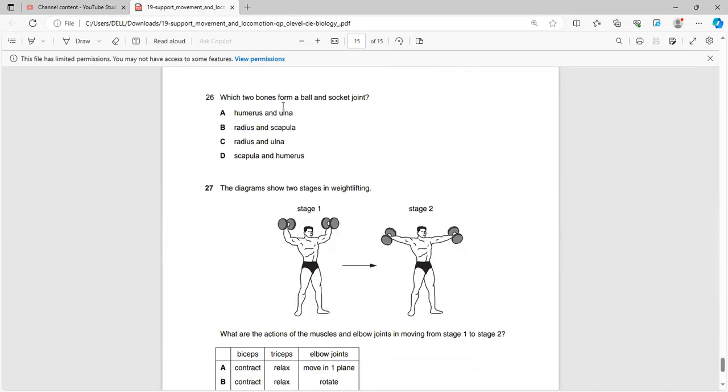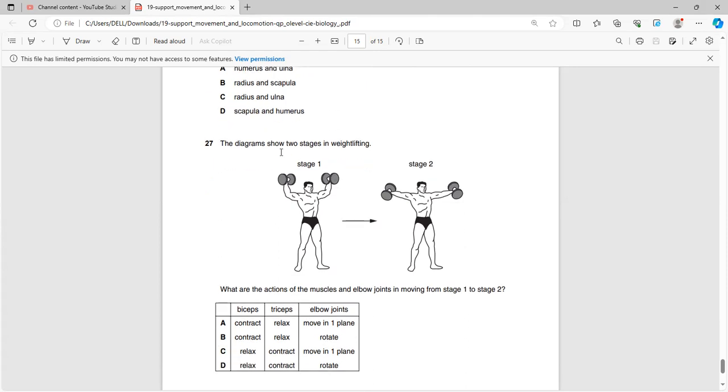In question 26, the answer is obviously the scapula and the humerus. This shows a weightlifter who is putting on some weights, and from 1 to 2, what is he doing? He's straightening out his arms. So the triceps muscle will contract and the biceps will relax, and the movement would be in one plane.